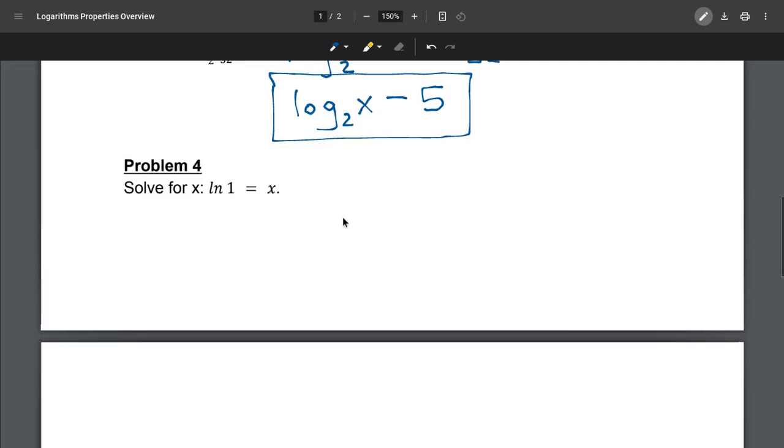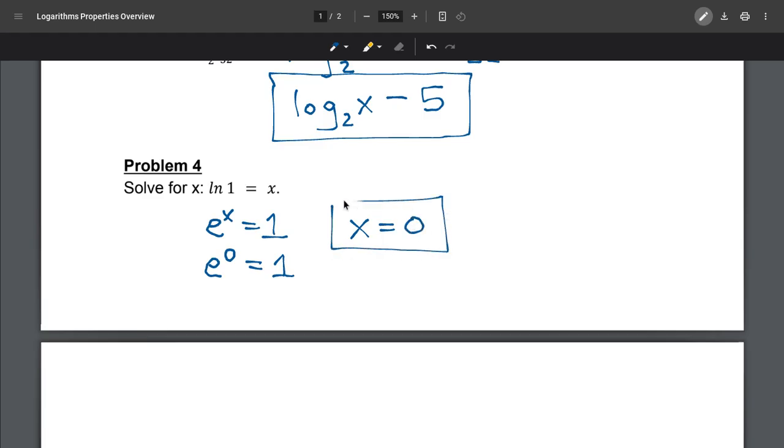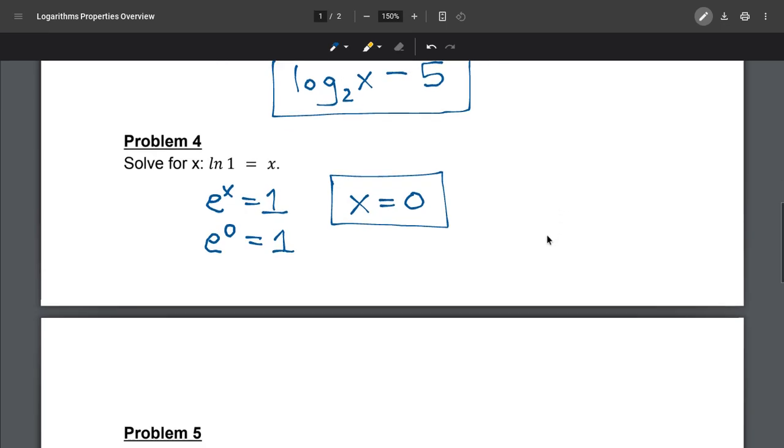Okay, problem 4. We are looking at the natural log of 1 is equal to x. Well, the natural log of 1 is a logarithm with a base of e, and we want to write this in exponential form. We're going to write e to the x power equals 1. So what does x have to be? Well, any non-zero base to the 0 power is equal to 1. So x must equal 0. And that's a property, the log of 1, which if you go up and look at the properties on the top of the worksheet, you'll see that one.